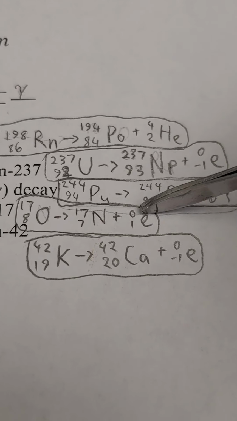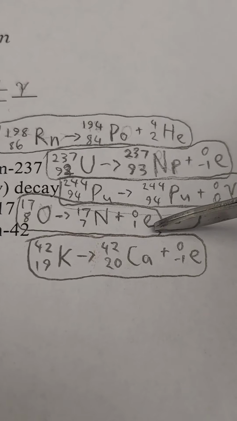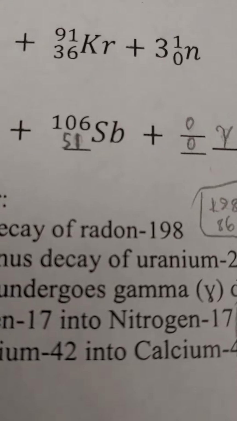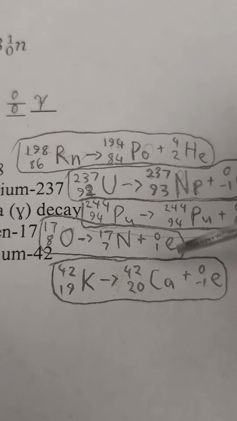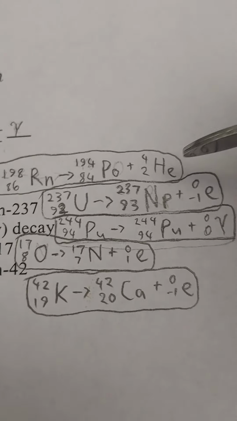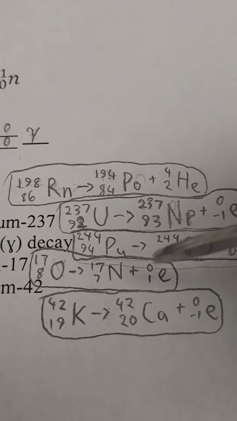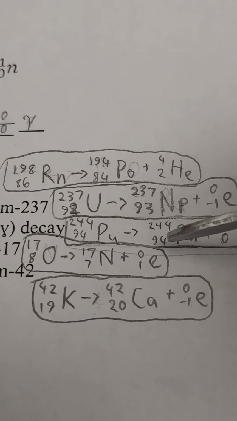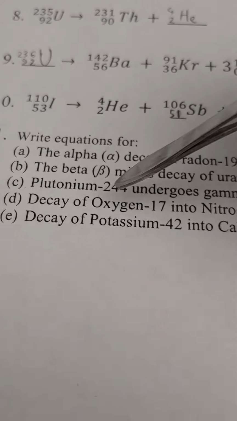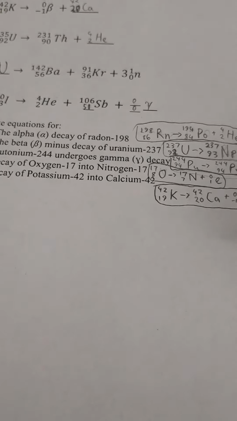And here's the E. So it loses a proton, and when it loses a proton, it is beta plus decay, and that's our answer.